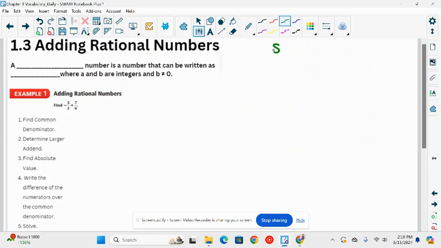If the signs are the same, what do we do? We add, and then we keep the sign of the biggest number, right? Well, if they're the same, they're both going to have the same sign. If they're different, what are we going to do? Subtract, and that's where we keep the sign of the biggest number.